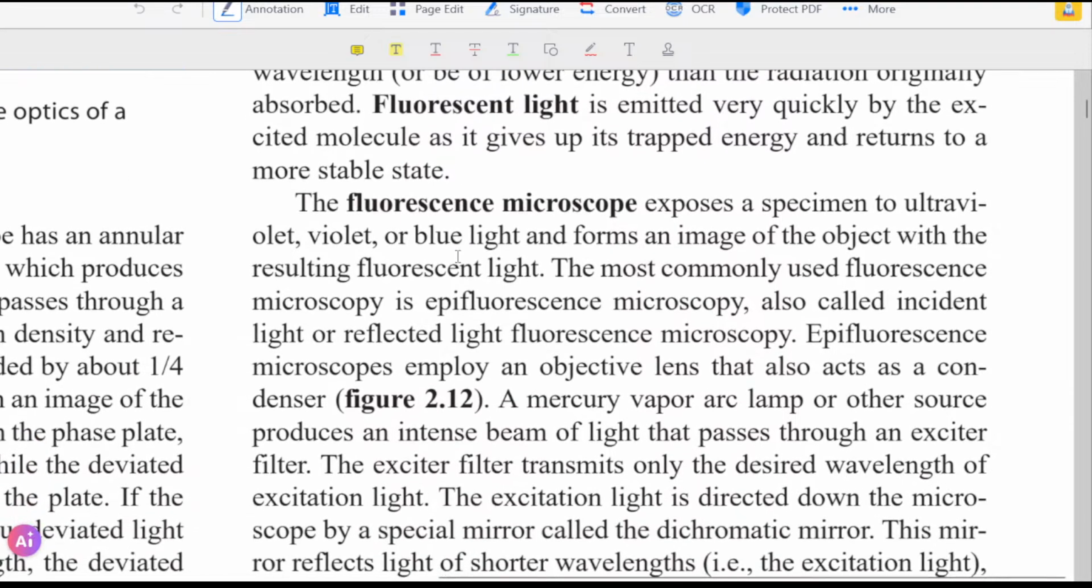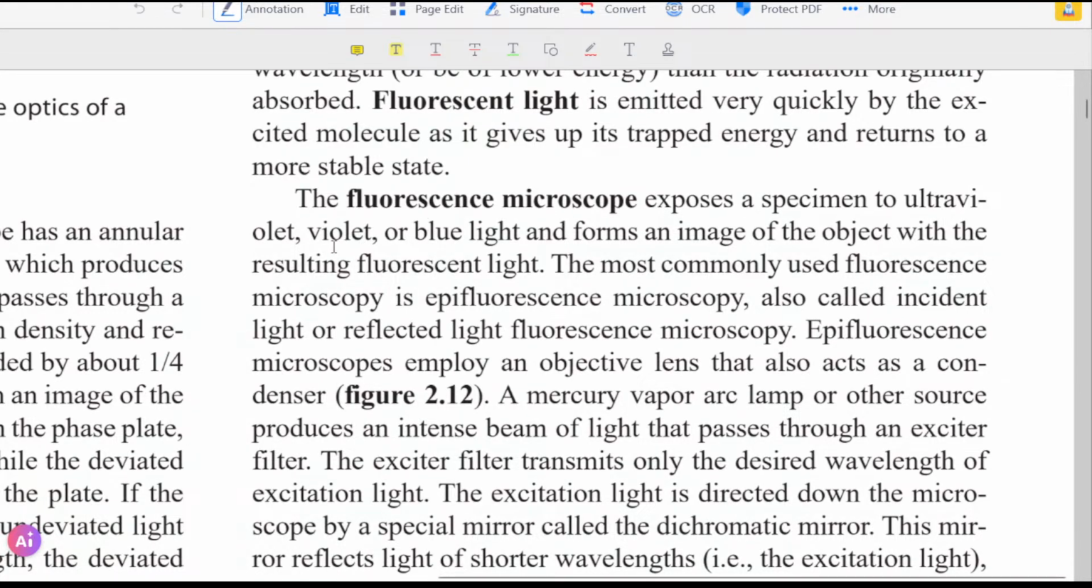So the fluorescence microscope exposes a specimen to ultraviolet, violet or blue light and forms an image of the object with the resulting fluorescent light. Usually the objects receive white light, right? But in a fluorescence microscope we give them the light that we want to give them, and it is of high energy. Remember, white light has different types of energies, right? It isn't of one wavelength. It has a lot more wavelengths in it. So you have to make it one wavelength for you to study it easily.